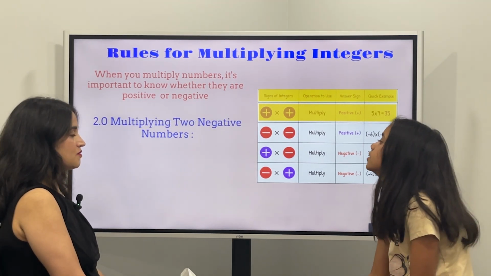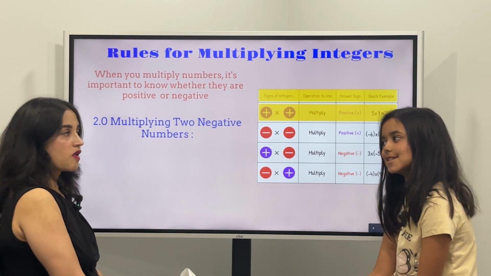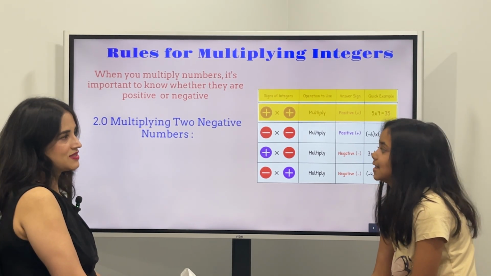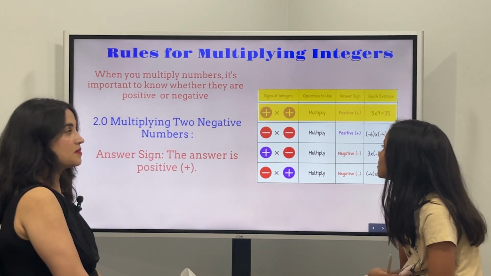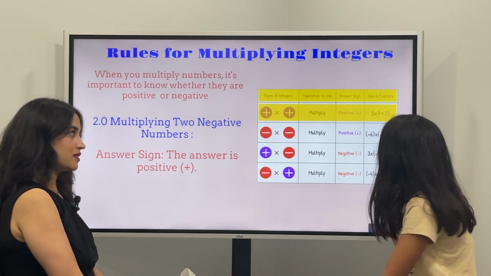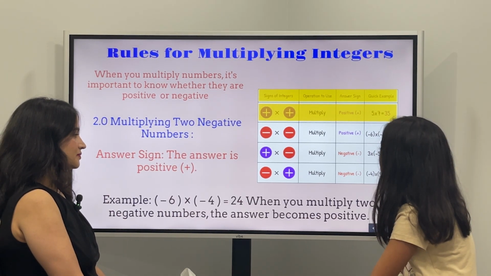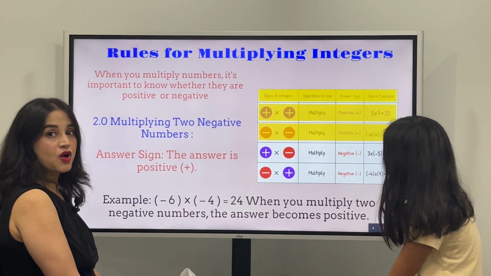What is number 2? Multiplying two negative numbers equals, let's guess, positive. Yes. So negative 6 times negative 4 equals positive 24. When you multiply two negative numbers, the answer becomes positive.